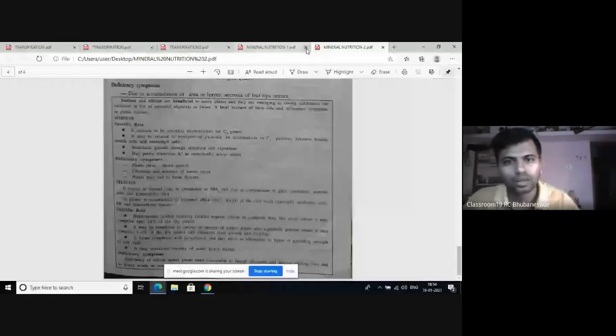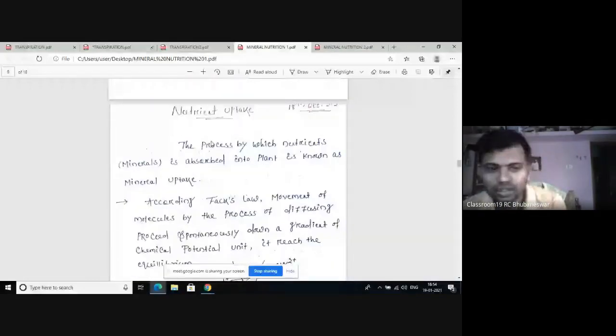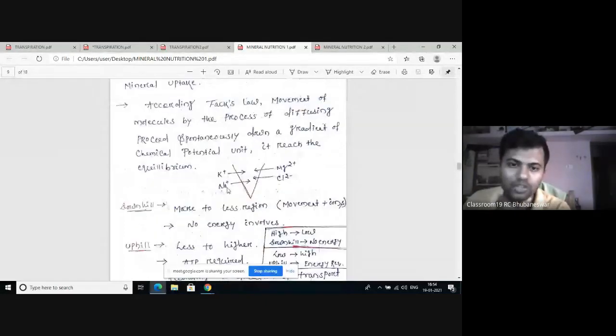Look at now, here next comes the nutrient uptake. It is the process by which the nutrients, the minerals, are absorbed into the plant. So what is the root here? The process by which potassium, sodium, magnesium, chlorine (Cl minus, not 2 minus) become absorbed into the root is known as mineral nutrition.